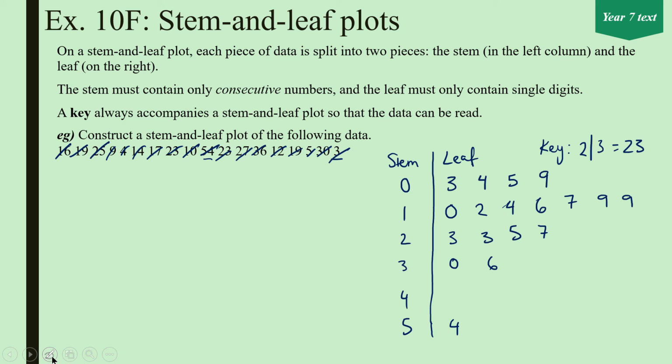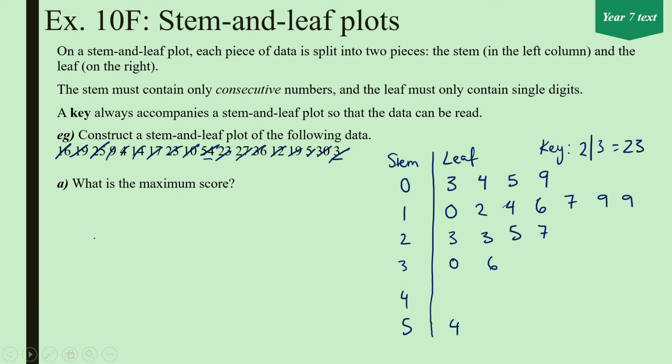But what this key is telling us is that a 2 before the line, or 2 in the stem, and a 3 on the leaf equals 23. Not 2.3, not 203, not 2,300, it's just 23. And that helps us read the data back later.